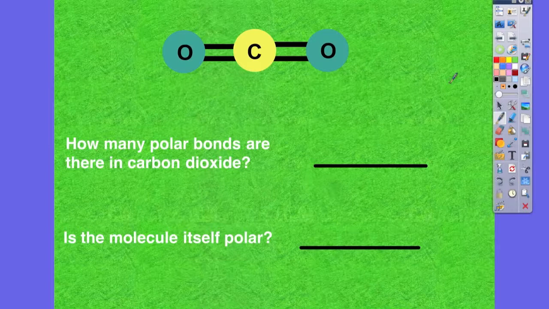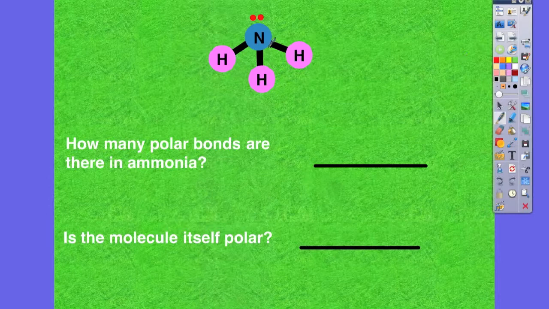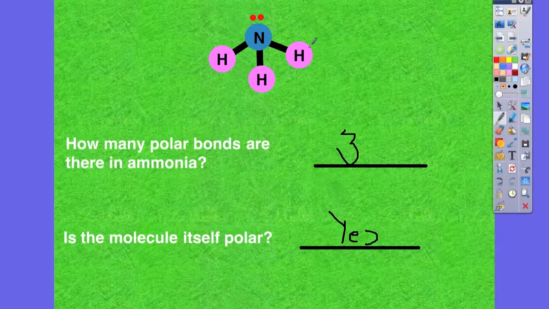This one, carbon dioxide, we have 2 polar bonds, but they're symmetrically arranged, so this molecule is not going to be polar. Here we have 3 polar bonds, nitrogen and hydrogen, but we have the lone pair on the central atom. So this molecule is going to be polar. If we look, this side is going to be slightly more negative. This side is going to be slightly more positive.